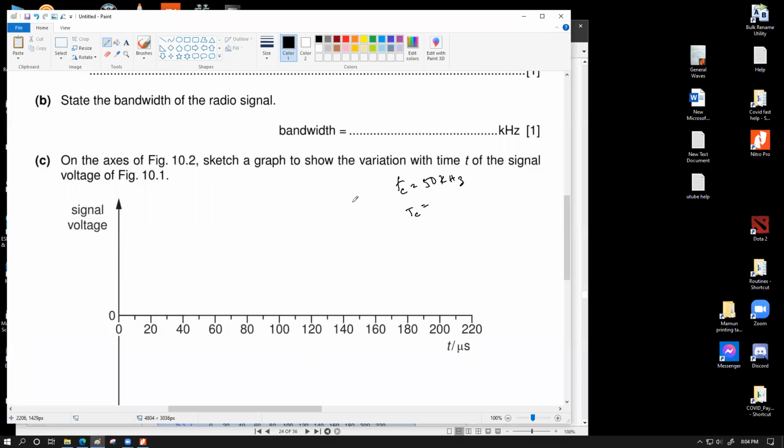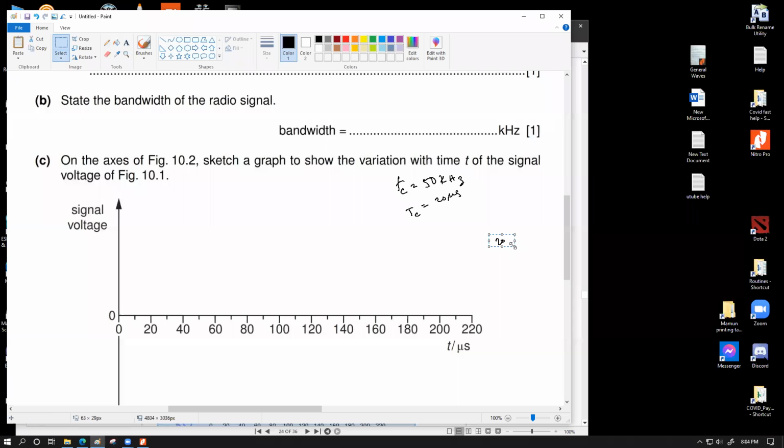1 by 50,000. 1 by 50, 20 to the power minus 5. Yes, this is late. So in terms of microseconds, how many microseconds is it going to be? If you give engineering notation, you're going to get 20 microseconds. So we get 20 microseconds. That's the time period of the carrier signal.